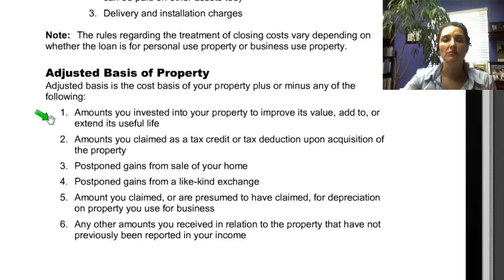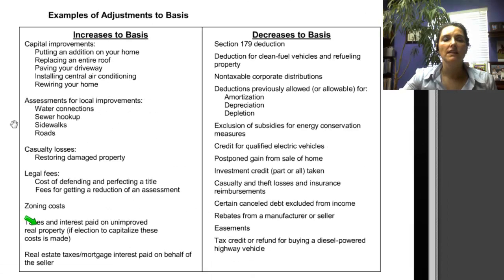Firstly, amounts you invested into your property to improve its value, add to its value, or extend its useful life. Amounts you claimed as a tax credit or tax deduction upon acquisition of the property. Postponed gains from the sale of your home. Postponed gains from a like-kind exchange. The amount you claimed or presumed to have claimed for depreciation on property you used for business. Any other amounts you received in relation to the property that have not been previously reported in your income also affect the adjusted basis.